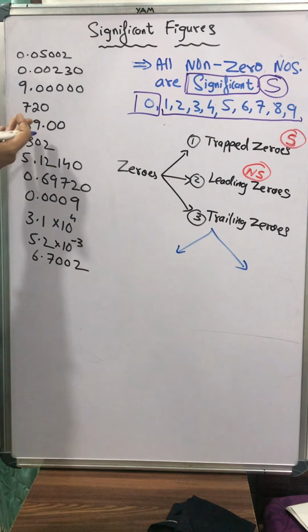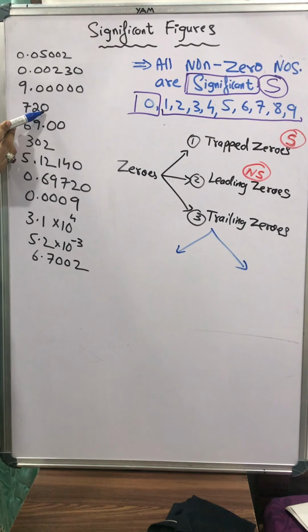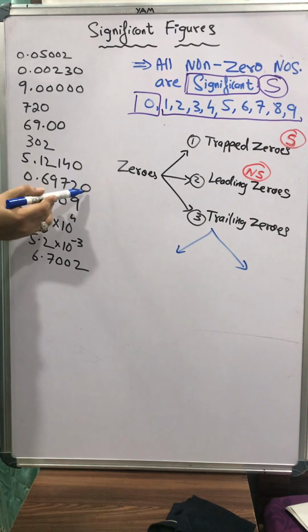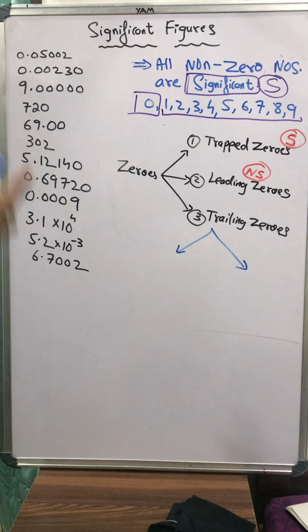There are various examples on the board. Here 0 is coming at the end. Here 0 are coming at the end. Here 0 is coming at the end. Here 0 is coming at the end. So there are two possibilities.